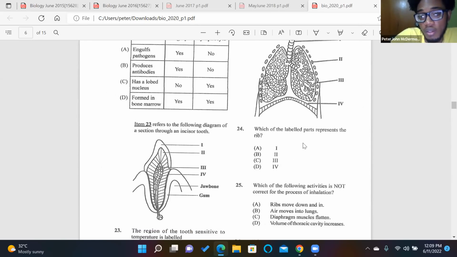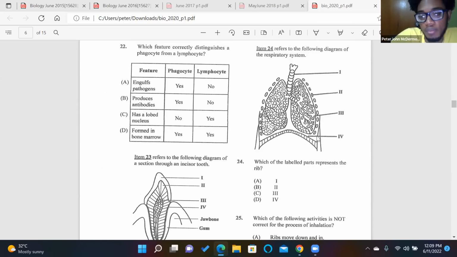Which of the following, which one of these is a rib? Two. What's 1? Trachea. What's 3? Alveolar. What's 4? Diaphragm. Yeah.